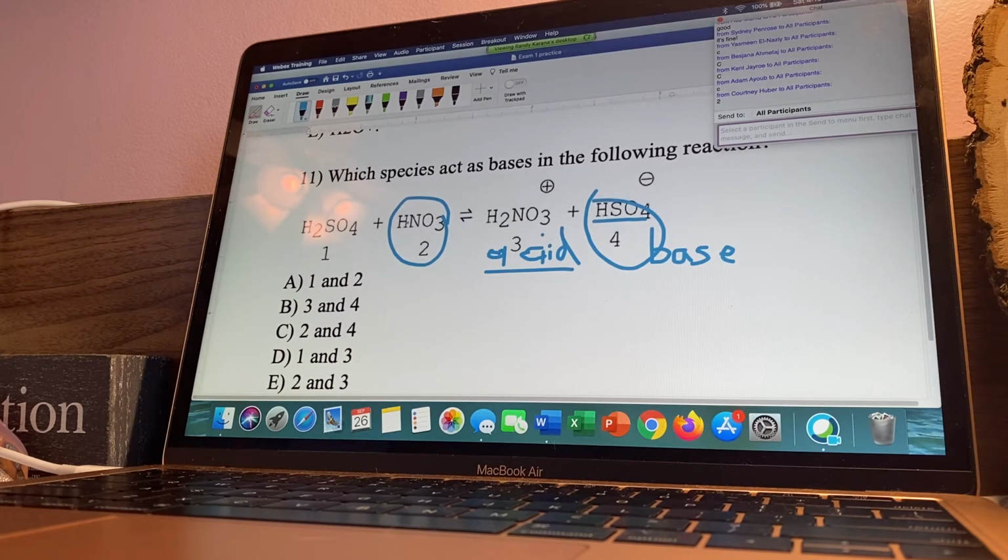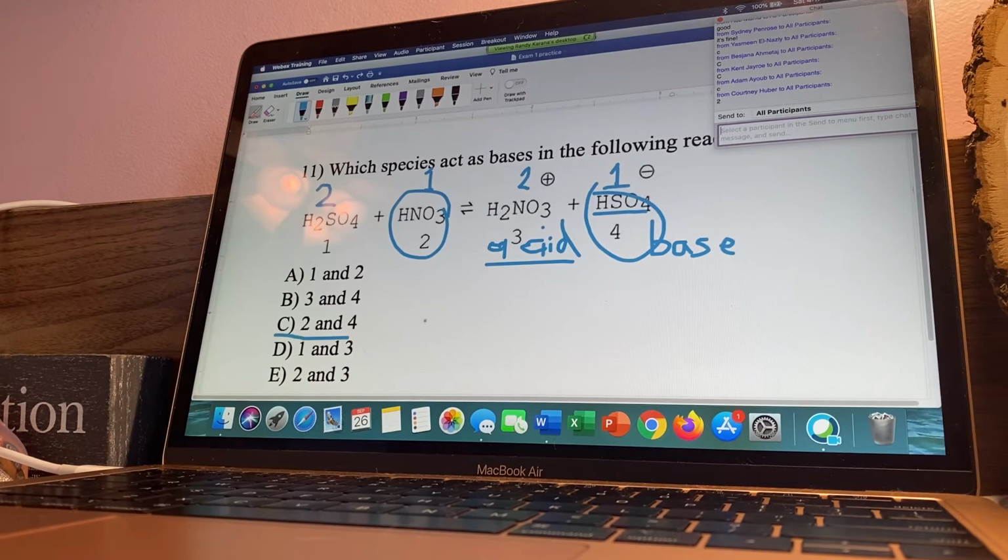Because if you think about it, this only has 1 hydrogen, right? Let me draw this way. So this has 1 hydrogen, this has 2 hydrogens. That means HNO3 took a hydrogen, and over on the other side, you have 1 hydrogen here and 2 hydrogens here, right? So that means HSO4 is going to be your base. So you have 2 and 4. That's going to give you C. All good? So this is how it's going to look.